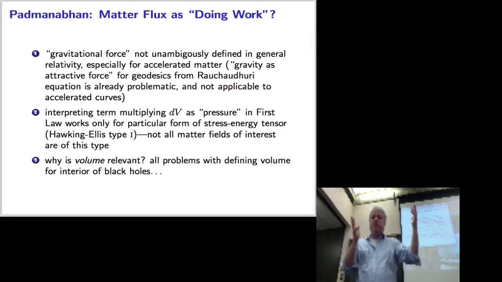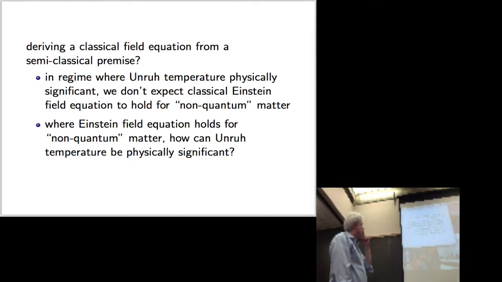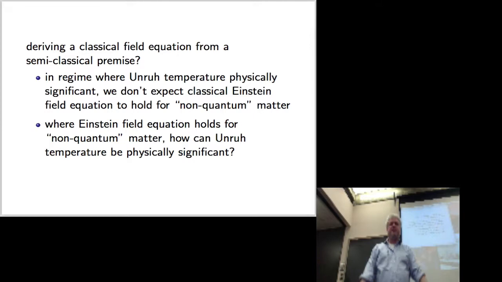There's a problem, I think, with trying to derive a classical field equation from a semi-classical premise. Now you might want to say, hold your horses. That's completely non-problematic. We want to do that all the time. We want to show that quantum mechanics gives rise to classical behavior. Can't be a problem. I actually think, though, that there is a particular problem here.